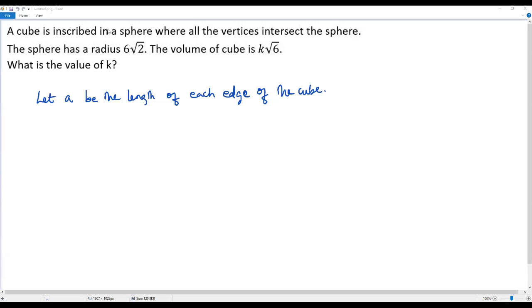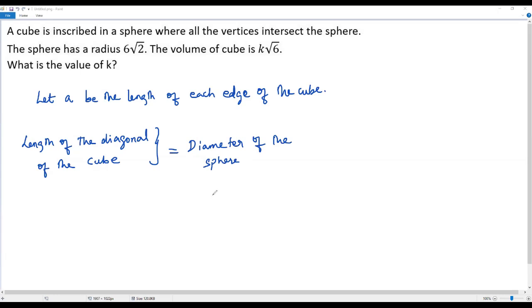Since the cube is inscribed in the sphere where all the vertices intersect the sphere, the length of the diagonal of the cube must be equal to the diameter of the sphere. Okay, I have written this over here. That is, the length of the diagonal of the cube equals the diameter of the sphere.